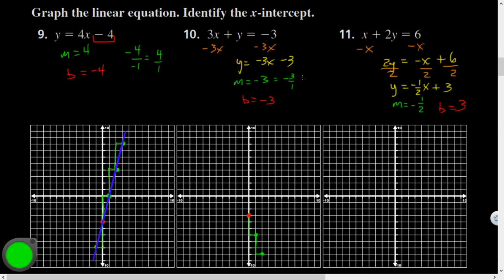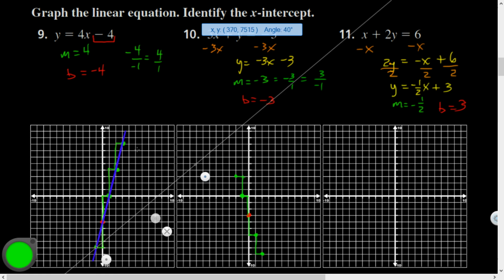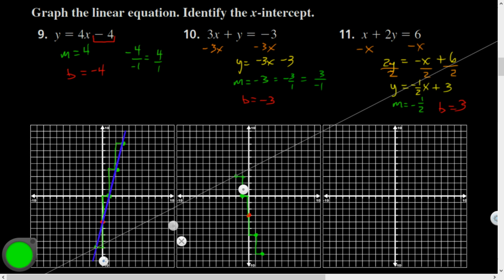And -3 over 1, I want to point out, is the same as +3 over -1. So you could actually rise up 3 and then go run backwards. Also, for safety, don't run backwards, friends. Just for safety. So I could also go up 3. Yeah, we don't want you to trip and get hurt. And so let's draw this line. So I'll connect the dots, and every other point is gonna have spots.